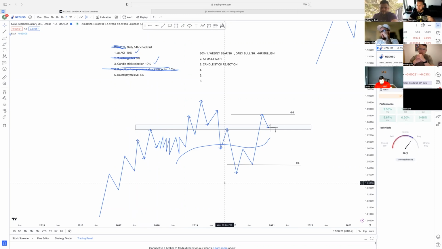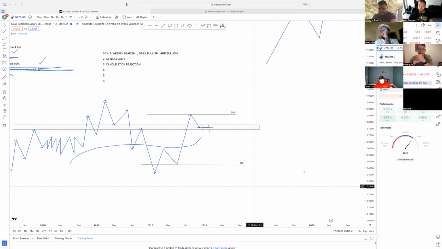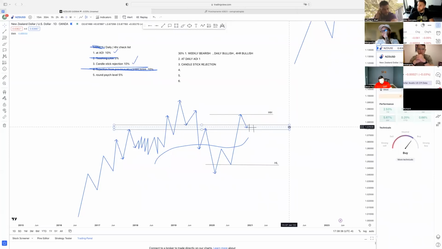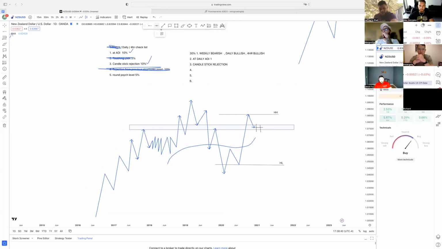So I want you guys to pay attention because this is the hardest thing to identify, right? I'm totally kidding. It's actually the easiest thing to do. So the round psychological level is very simple. Once you have your area of interest, all you got to do is get this line and throw it in the middle. You don't even look. You just throw it right in the middle of the zone, or wherever inside the area of interest.